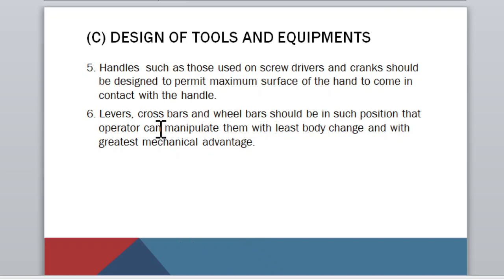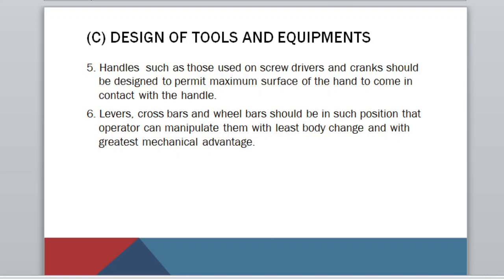Okay, next is levers, crossbars, and wheel bars should be in such position that the operator can manipulate them with least body change and with greatest mechanical advantage. I have seen equipment before that is attached to the workstation area on top, so you don't need to look down below. It is reachable, easy to pull, and you can put it back. This is a great advantage so the worker is comfortable and efficient, and does better work.